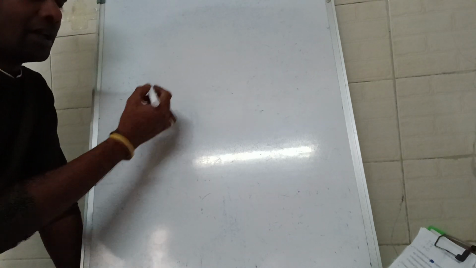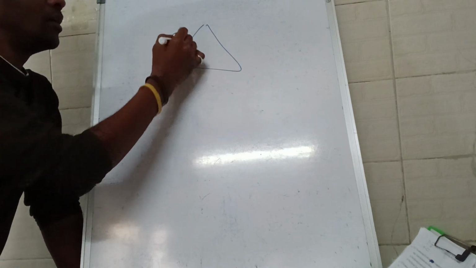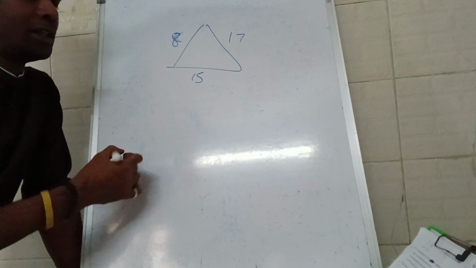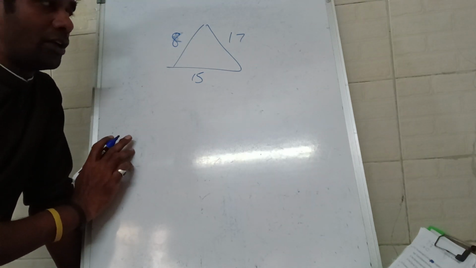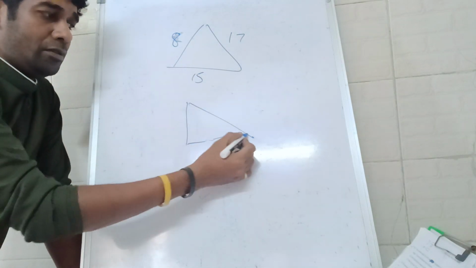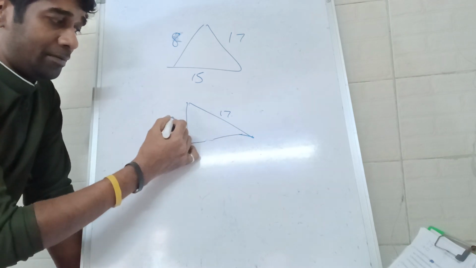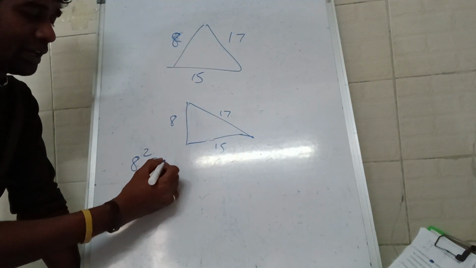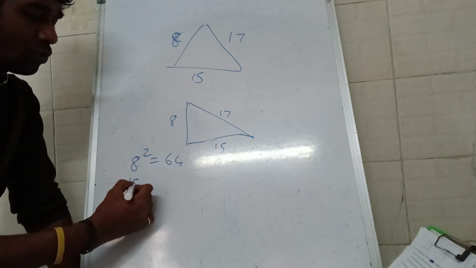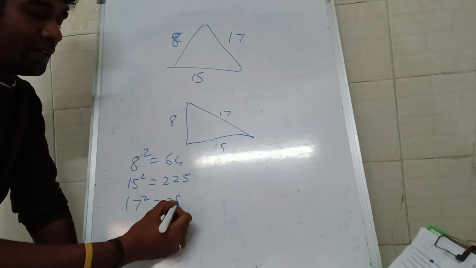If the sides of a triangle are 8, 15 and 17 respectively, determine whether the triangle is a right angle triangle or not. For a right angle triangle, the hypotenuse will be the biggest side, that could be 17, with 8 and 15. So we first check by taking 8 square. 8 square is 64, 15 square is 225, 17 square is 289.